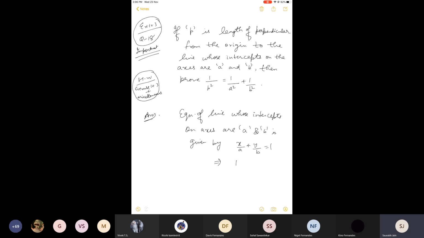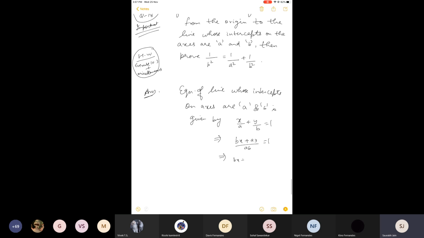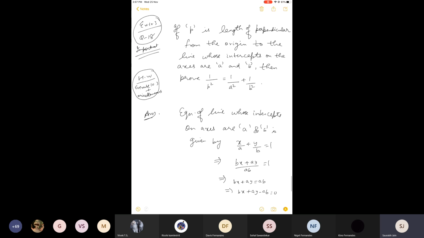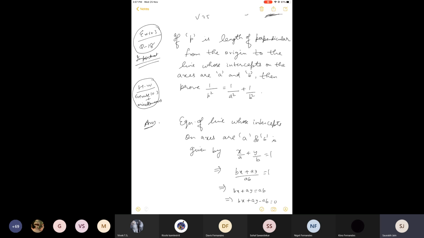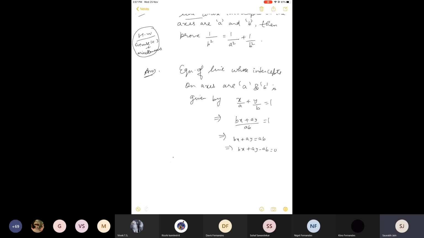Now this equation can be rewritten like this after taking the LCM. So bx plus ay equals ab, or this is bx plus ay minus ab equal to 0. Now if you read the question, it says that P is the length of perpendicular from origin to this line. So that means now the distance of this line from 0, 0 is P. This is given in the question.